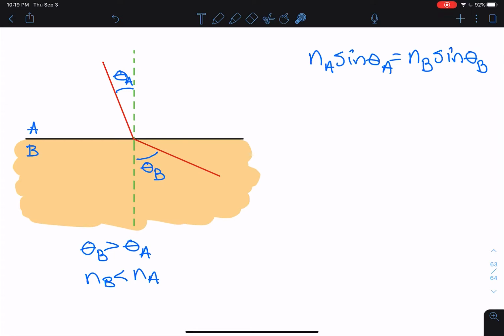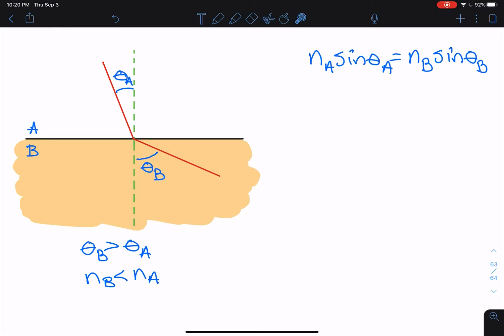And just as a reminder, you can see in our diagram, theta b is greater than theta a. That's pretty straightforward. That means the sine of theta b is going to be greater than the sine of theta a. To maintain this equality, the index of refraction for b has to be less than the index of refraction for a. So I have light coming in from A, it approaches the interface, hits the interface, and then it's deflected quite a bit.